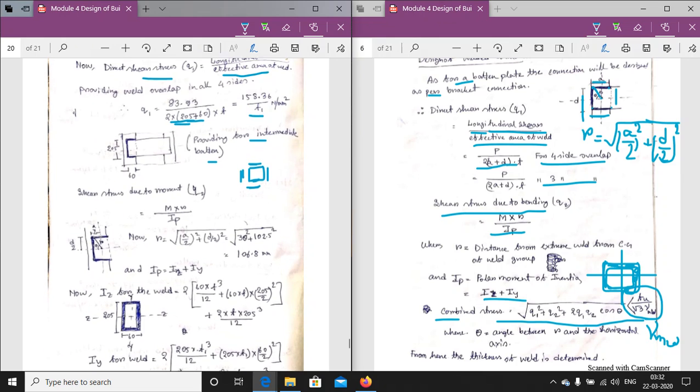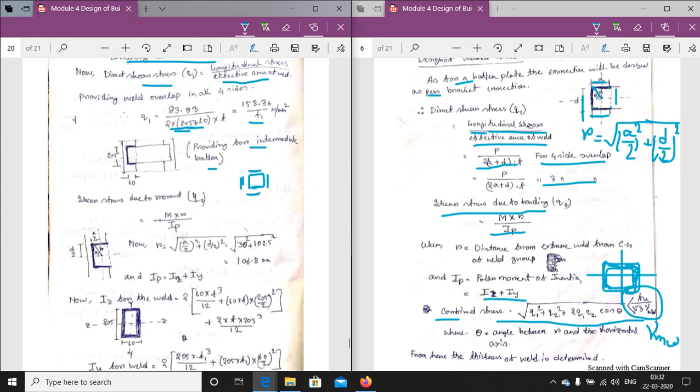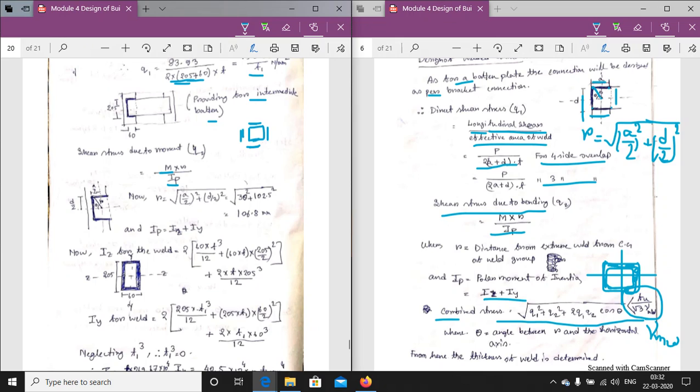Now coming to the shear stress due to moment, that is equal to M into r by Ip. What is the value of r? The formula is r equals the square root of (a by 2) whole square plus (d by 2) square. So the value we get is 106.8.